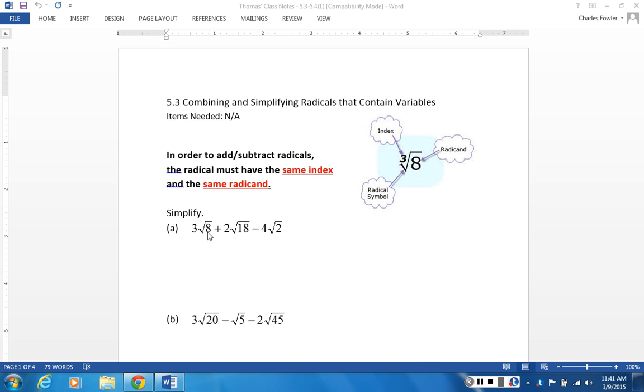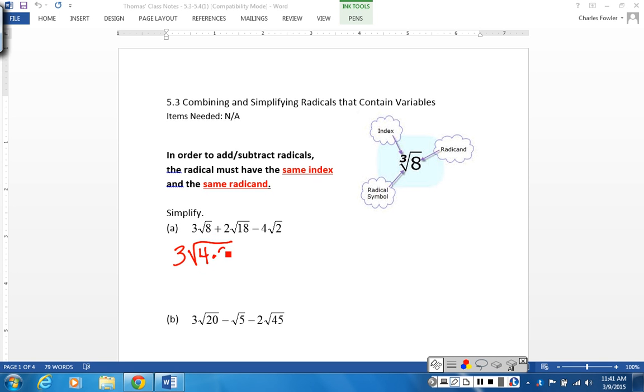So I know I can break down the square root of. We have 3 times the square root of 8, which does have a perfect square factor in 8, which is 4. So we can break down 8 as 4 times 2. Plus 2 times the square root of 18 has a perfect square factor as well, which is 9. So 18 can be broken down as 9 times 2. Then we have minus 4 radical 2.